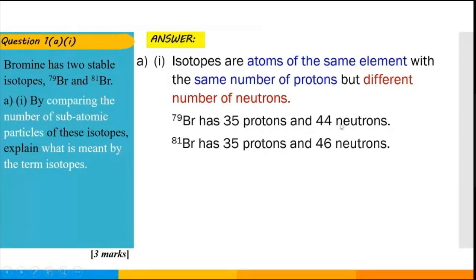So do not panic during exam. You just have to look at the table of RAM for selected elements. After counting the number of protons and neutrons, obviously protons are the same, neutrons are different. So it complies with the definition. Isotopes are atoms of the same element having the same number of protons but different number of neutrons.